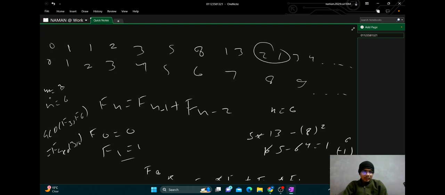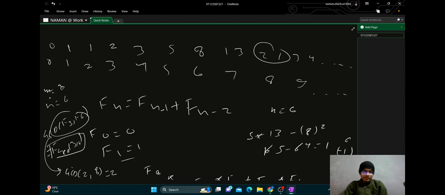So what will the answer be for this? f(3), f(6). f(3) is 2 and f(6) is 8. So GCD of 2 and 8 is 2. It will become 2.